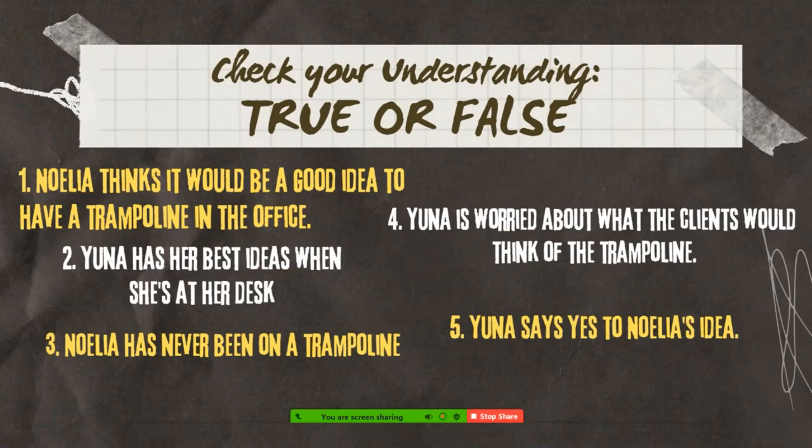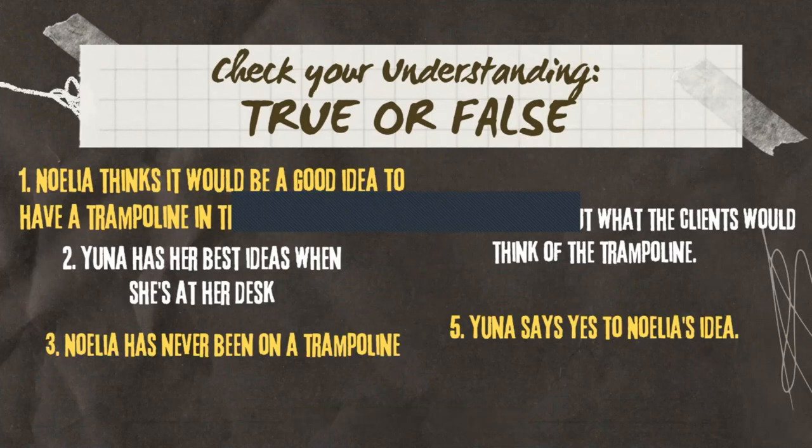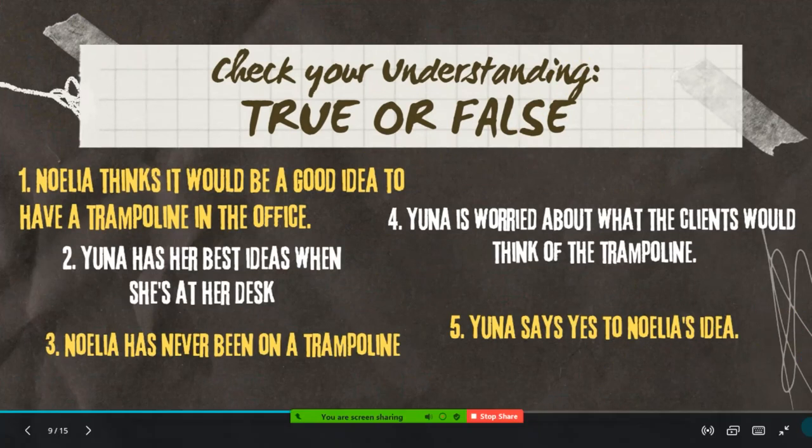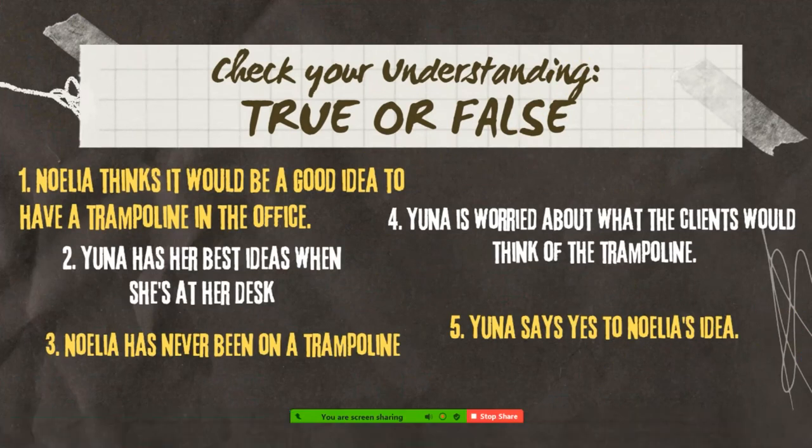Okay, let's play and check our understanding, true or false. Number one, can I have Anis reading it? Noelia thinks it will be a good idea to have a trampoline in the office. Is it true or false? True. True, correct. All right, number two. Azza, can you read number two? Yuna has her best ideas when she's at her desk. Yuna is the Asian lady, right? No. Wrong.